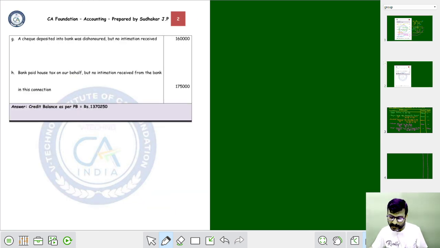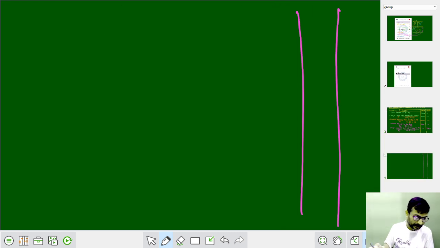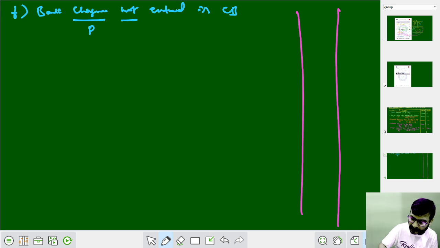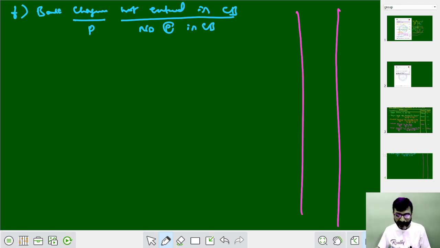The point number is what? Point number is F, right? Bank charges not entered in cash book. Charges means payment. Not entered in cash book means no payment in cash book, no credit in cash book. So we have to take it on the same side. Fine. Shall we move on to the next transaction?